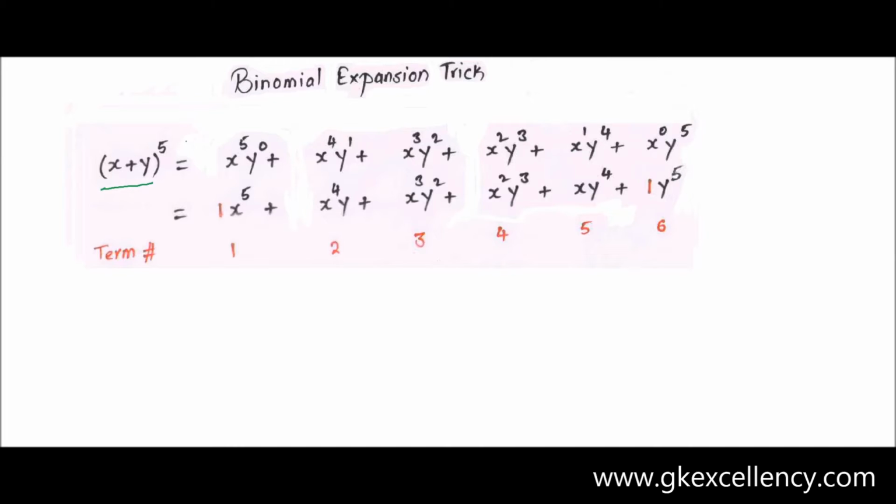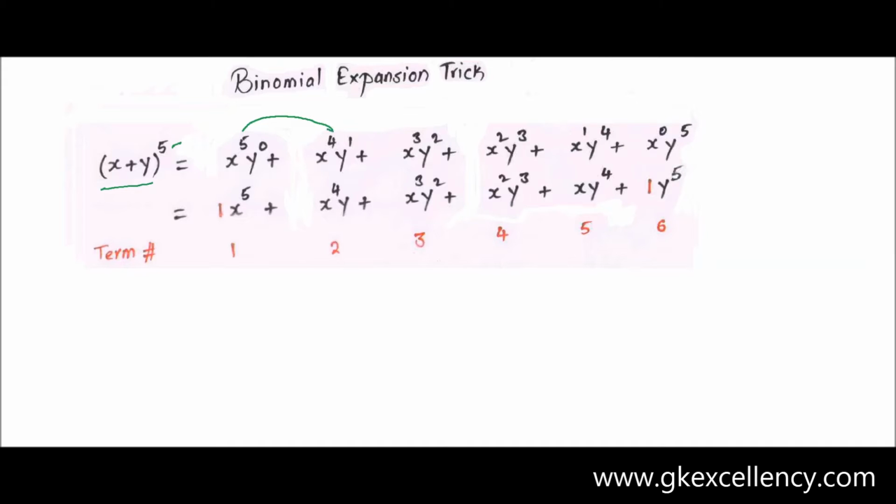So what I'm going to do is start x with the highest power or index, which is 5 in this case. I'm going to assign the power of 5 to x and give the index of 0 to y, and multiply them together: x raised to 5, y raised to 0. Next you add a plus sign and then start decreasing x by 1.